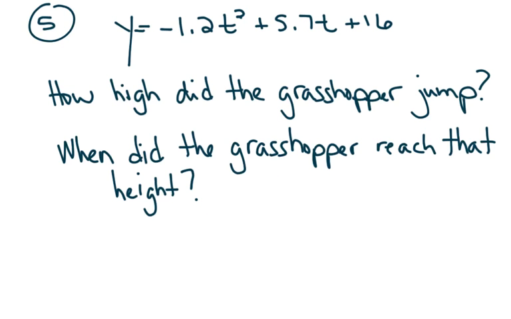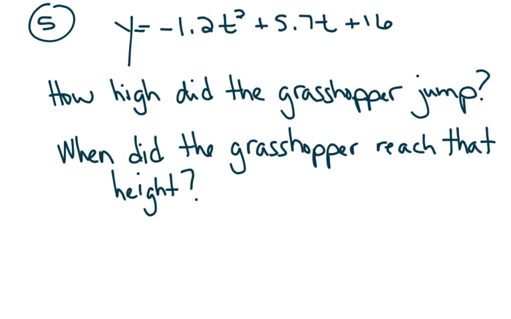Number 5, the function y equals negative 1.2t squared plus 5.7t plus 16 models the height y in inches of your pet grasshopper's jump t seconds after it jumps. How high did the grasshopper jump? When did the grasshopper reach that height? Graph on the calculator and think about what you see.